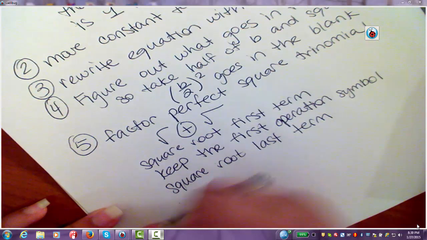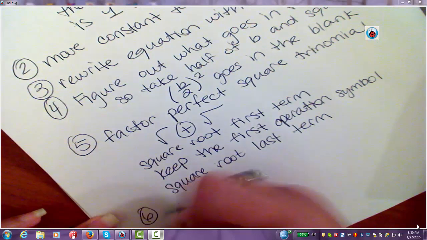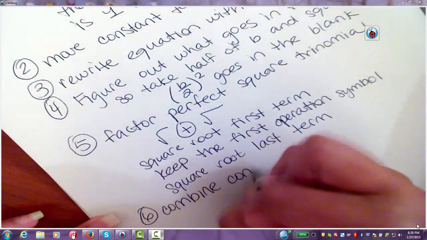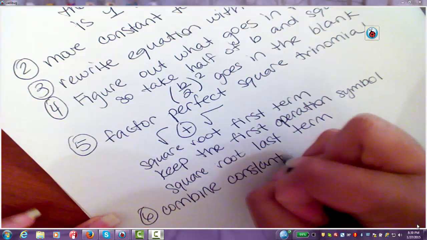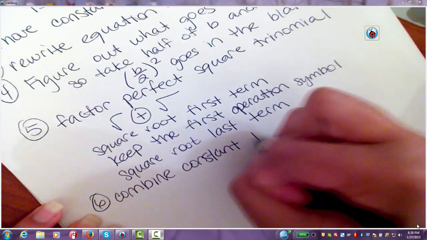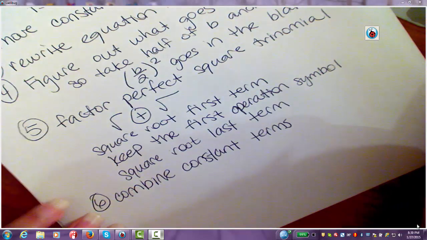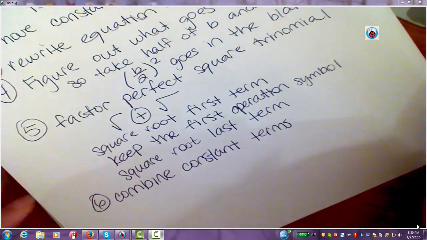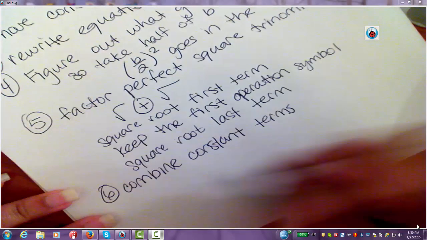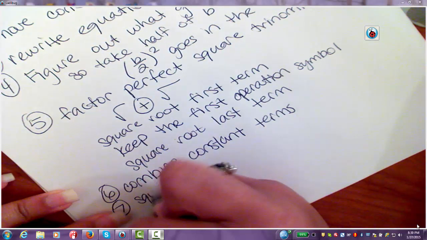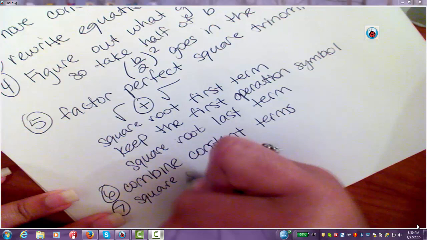So we combine constant terms. And then we square root both sides to solve. So square root both sides.